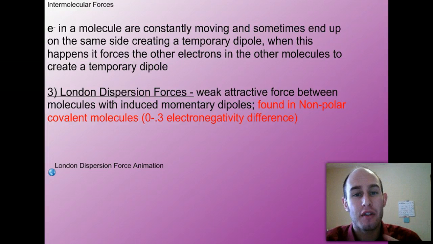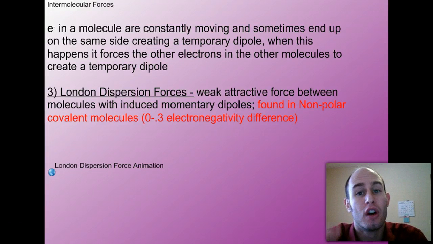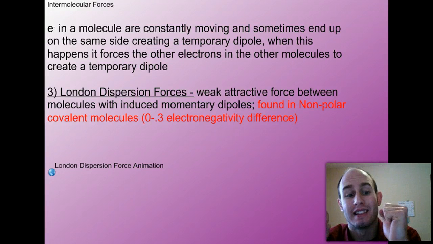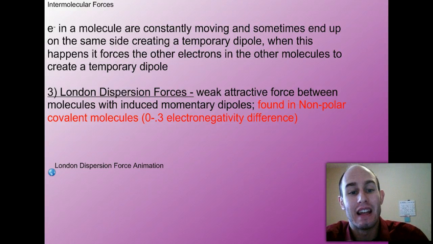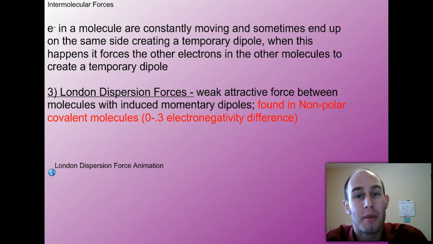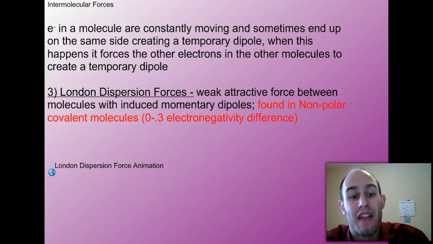But in every molecule, electrons are always moving around in that molecule. At some point, they actually end up on the same side, which creates a temporary dipole. Remember, partial negative and a partial positive side. This basically induces another temporary dipole in the molecule beside it, and you have a partial negative to a partial positive attraction between the molecules. That is London dispersion force. I want to look at a short animation that will again hopefully help clarify this even more for us.